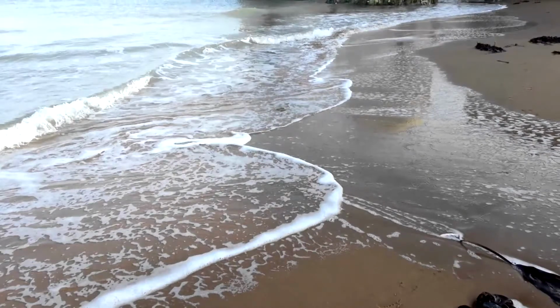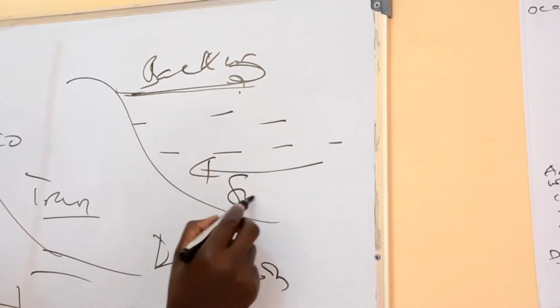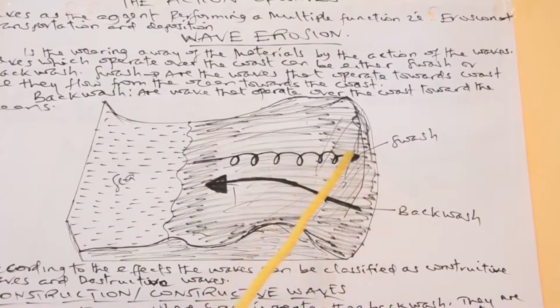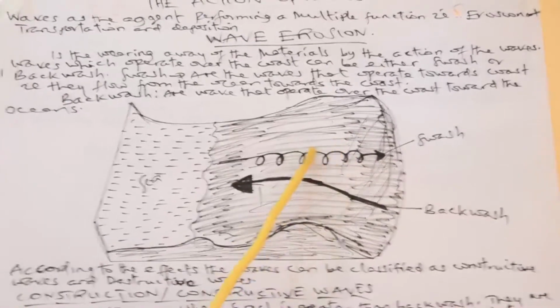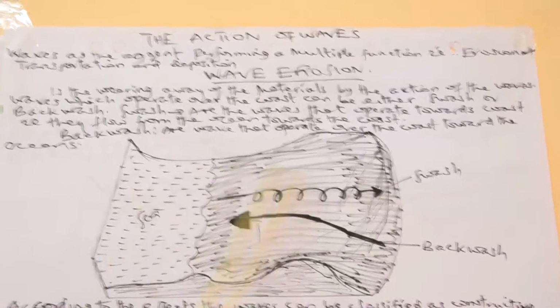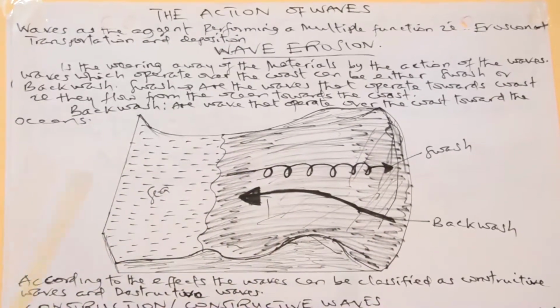Therefore, swash are the waves that operate on the coast, flowing from the ocean toward the coast, as I told you. Backwash are the waves that operate over the coast towards the ocean, as I described before, and shown with this structure. Okay, according to the effect, waves can be considered constructive waves and destructive waves.